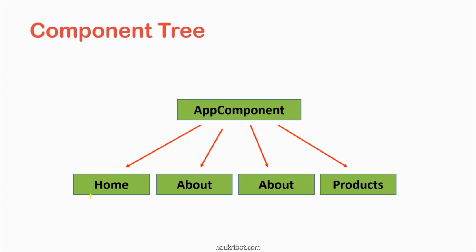Suppose we want to create something inside home, like a banner inside home. I will create one more component, and for that component the home will be the parent component, and that banner component will be the child component of the home component. So who will be the grandparent of the banner component? The grandparent will be the app component and the parent will be the home component. This is how the structure hierarchy will work.